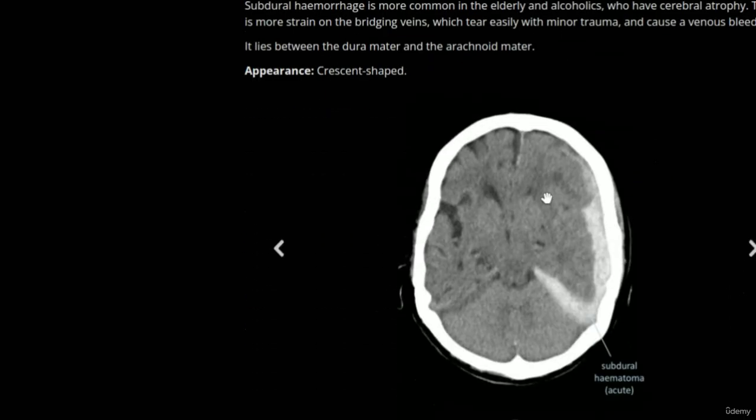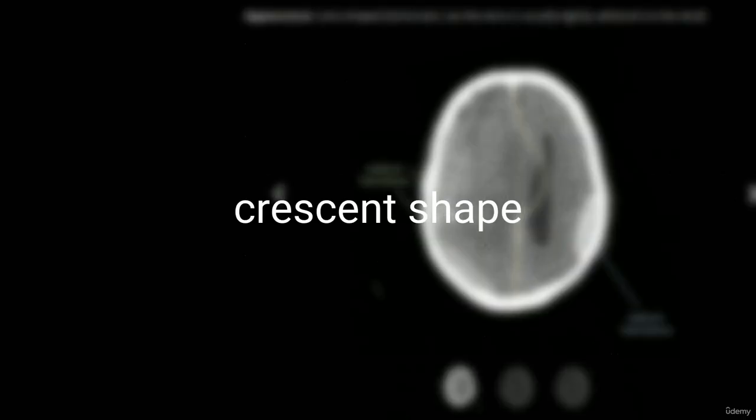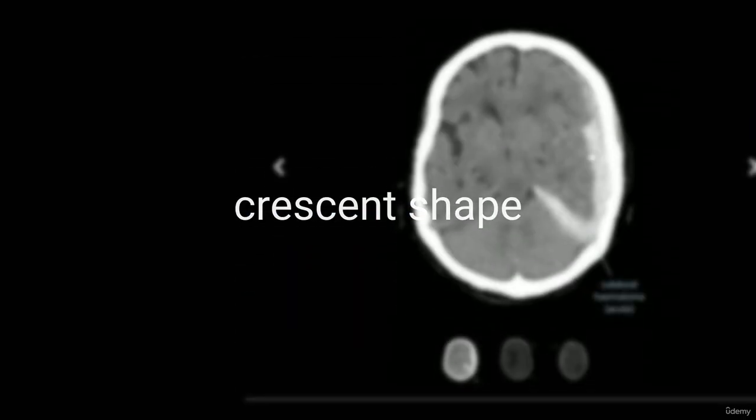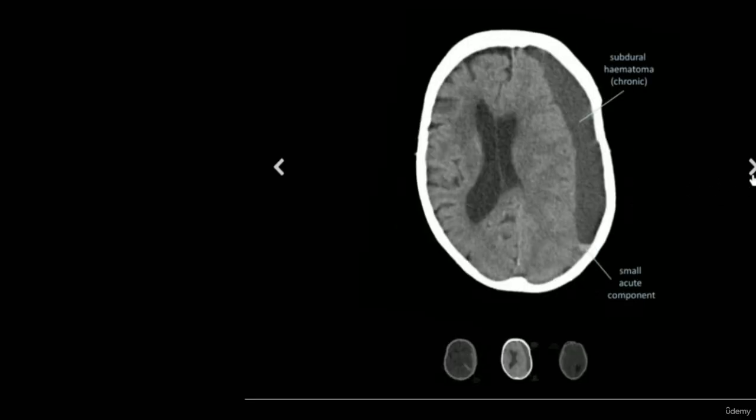Now let's talk about subdural hematoma. As we see here, we have this shape, we call it the crescent shape. Here we are in the acute phase because we have the hyperdensity, and we have what we call the crescent shape. And it's a synonym of subdural hematoma.